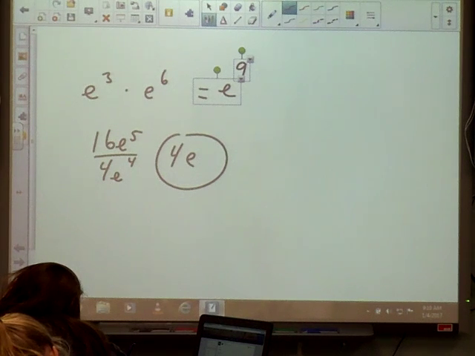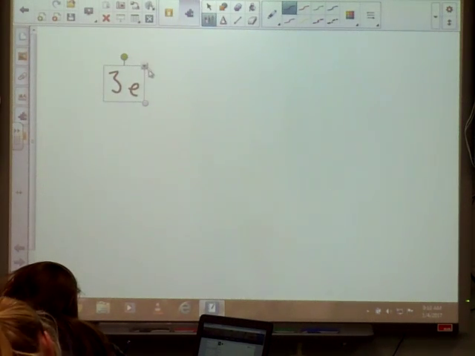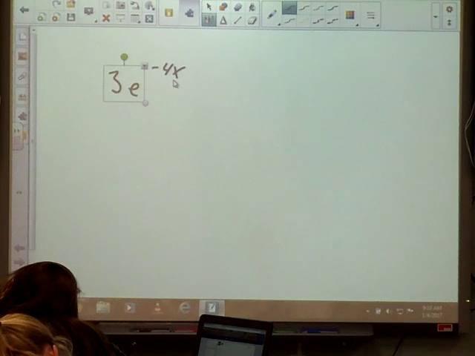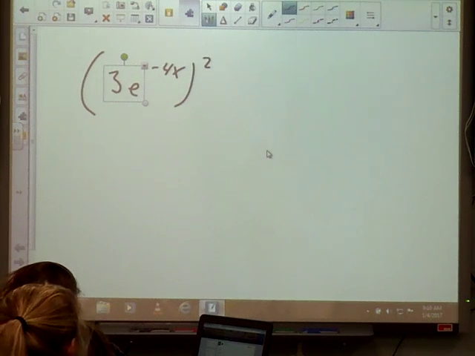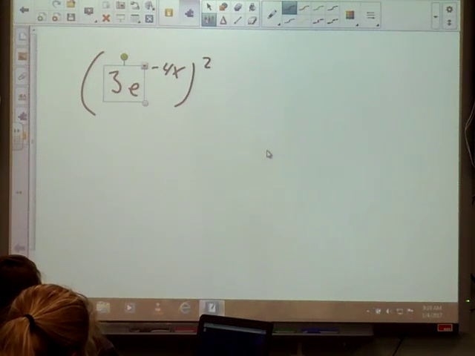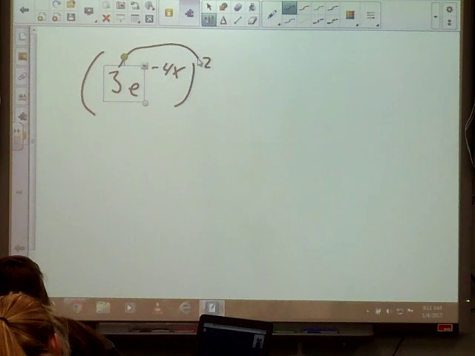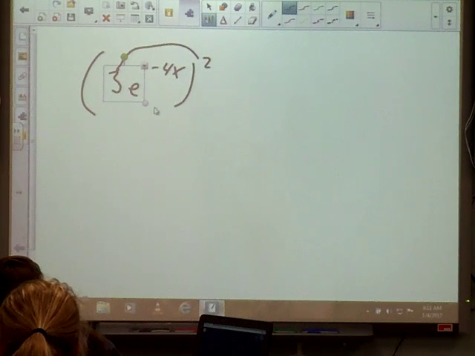Alright, this one I've got here says 3e to the negative 4x, all to the 2nd. Alright, so that negative 4x is just on the e, right? But that squared outside is outside the parentheses, so it goes to everything. So we're going to take that squared. What do we do to the 3 with it? You square it. So that would be 9.